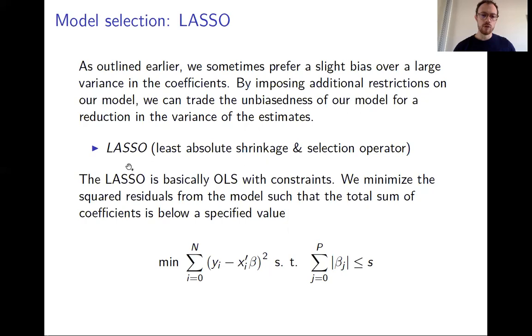So what LASSO does is it basically OLS with constraints. So we minimize the same squared deviation as before. So we calculate y minus x prime beta, where x prime beta is simply the predicted value. And we minimize this, but in addition, we now have this constraint that the sum of all of our coefficients should be smaller than a pre-specified value.